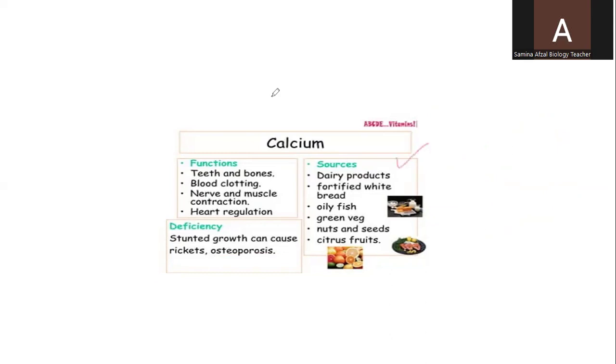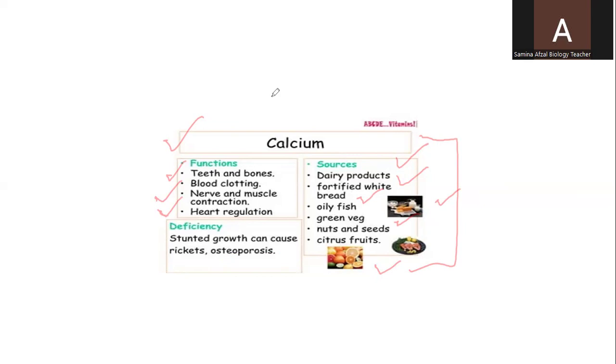First of all, the sources of calcium are dairy products, fortified white bread, oily fish, green vegetables, nuts and seeds, and citrus fruits. All of them contain calcium, and its functions are healthy teeth and bones. Blood clotting can take place if calcium is present. Nerve and muscle contraction cannot take place if calcium is not there. It also regulates our heart.